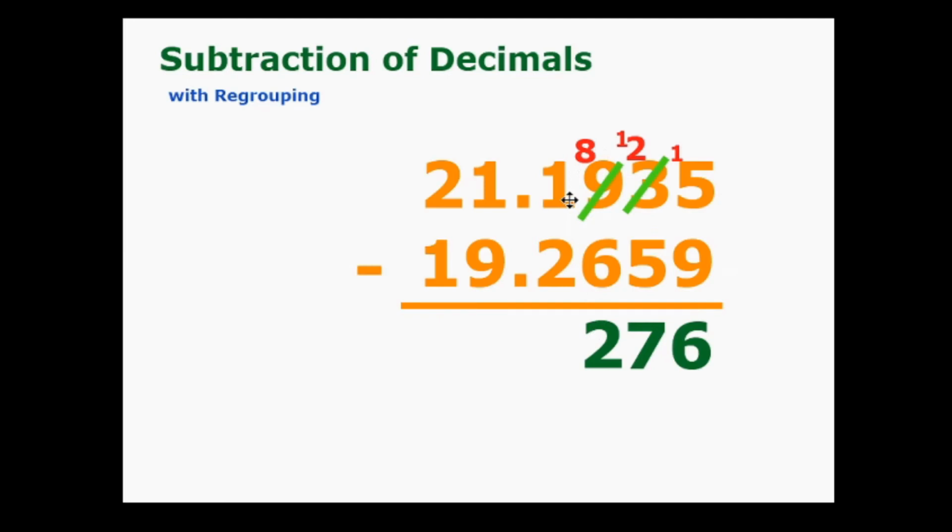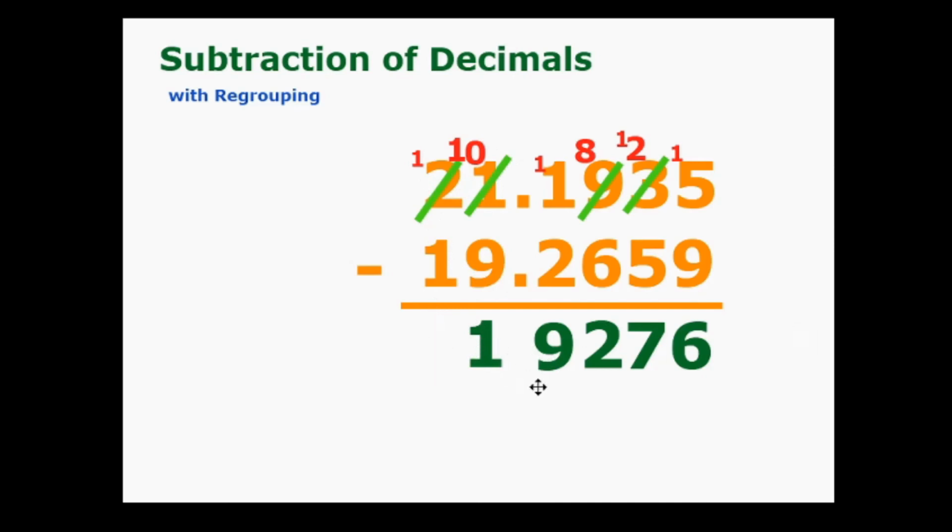Then move now to the next place value. 1 minus 2 cannot be. So 1 must borrow from 1. So 1 here will become 0 and your 1 will become 11. 11 minus 2 will give us 9. So let's move. 0 minus 9 cannot be, so 0 must borrow from 2. Therefore, 2 here will become 1 and 0 will gain 10, becoming 10. 10 minus 9 will give us 1. And lastly, 1 minus 1 is 0.